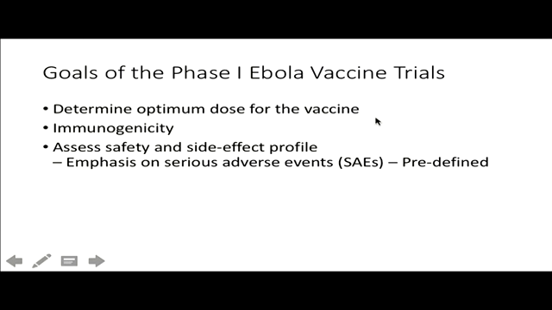This was about understanding how much of the vaccine to give, to understand how immunogenic it was under different doses, and to focus on severe adverse events. So severe adverse events are those clinically important events that occur in response to vaccination.